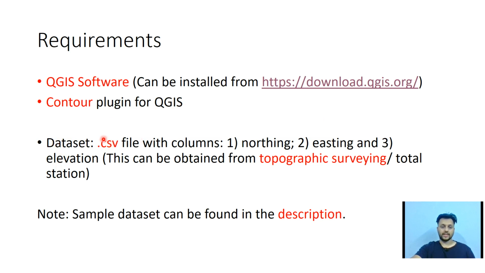In addition we'll need a dataset, preferably in CSV format, because in this video we'll use the CSV format. This CSV or Excel file should contain these columns: northing, easting, and elevation. These represent the spatial location and the elevation, which would be useful for contour lines. This dataset is obtained from topographic surveying using a total station, and I will leave this sample dataset in the description as well.